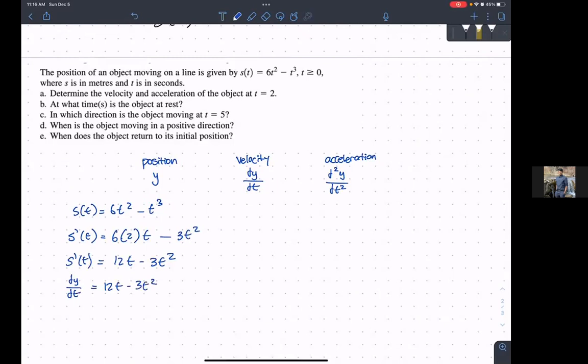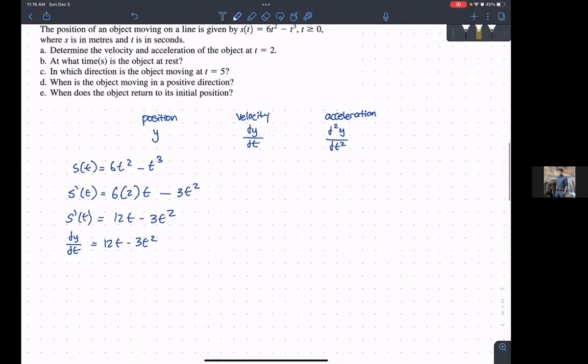Okay, and it's asking you, what's the velocity at t equals 2? So you just have to sub it in now. So s prime of 2 equals 12t minus 3t squared, which is 24 minus 3 times 2 squared. 2 squared is 4, 3 times 4 is 12. So then you'll get 12.